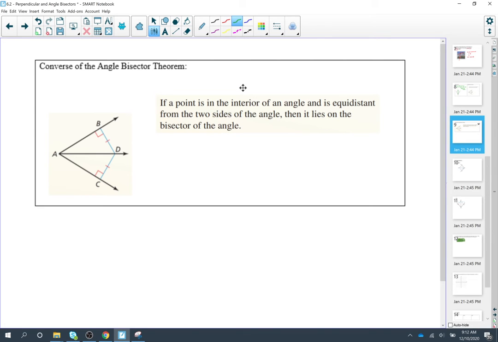So if a point is in the interior of an angle, so here's the point, it's on the inside of this angle, and it is equidistant to the two sides of the angle, so now I know this and this are congruent, then we know that it lies on the bisector of the angle. So knowing this, we could then conclude that this and this are congruent angles.